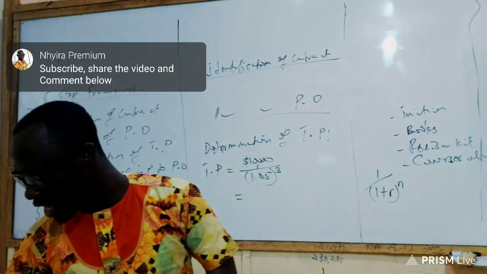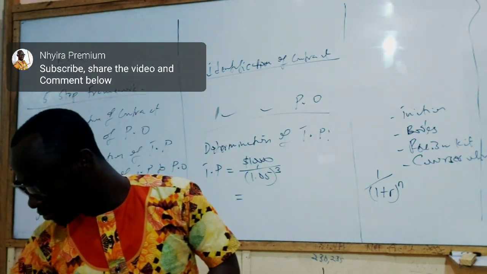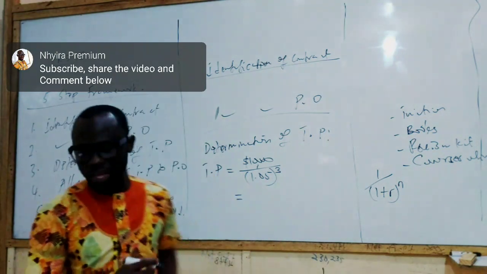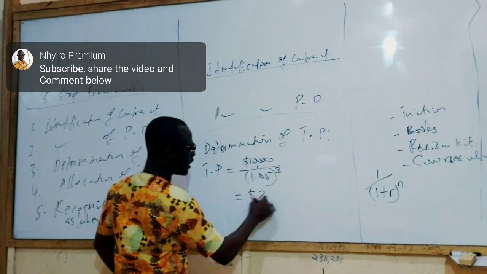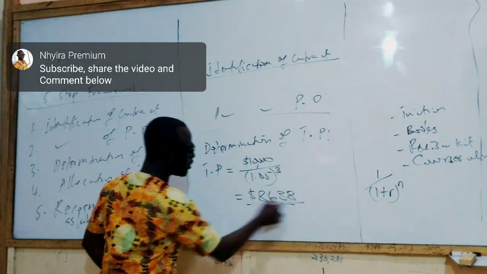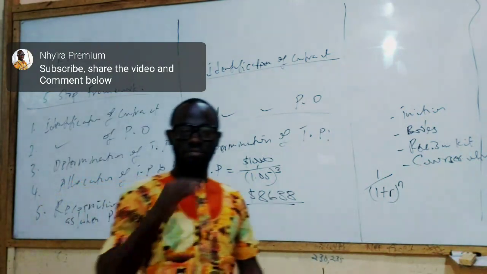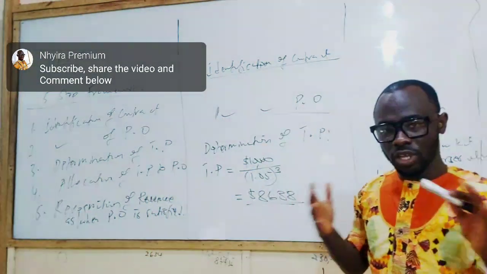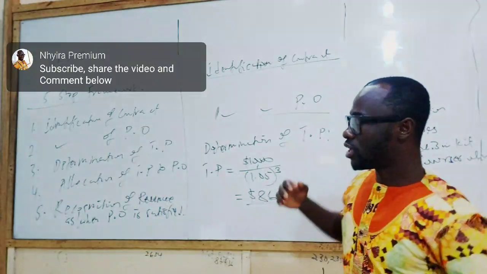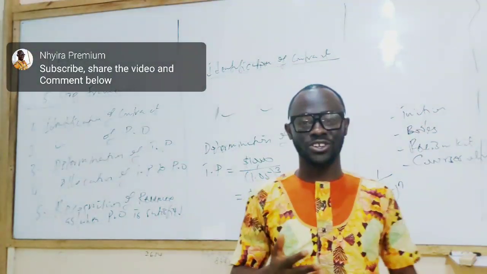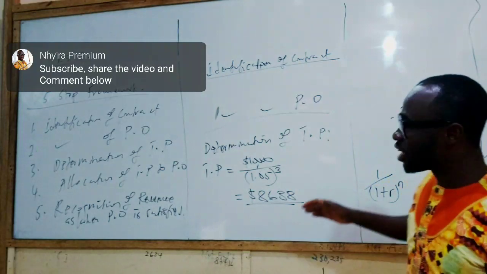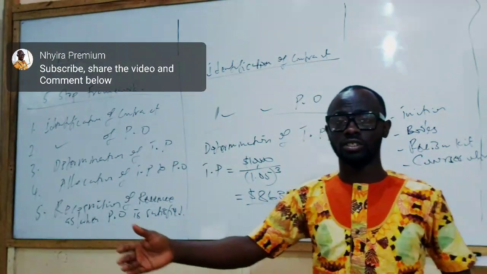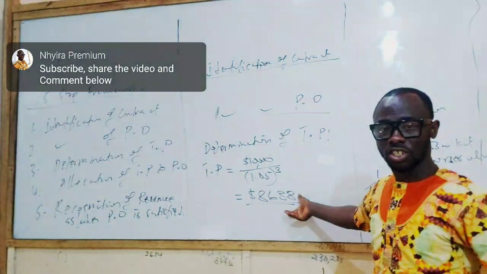And then when we crunch that out, we're going to be having, let me see what I got here, 8,638. So that becomes what we refer to as the transaction price. I want you to make sure you get this very, very well, because the examiner could play tricks on you in the exam hall and you will be freaked out and not know what you're supposed to do. So in such circumstances, this is how you get your transaction price.